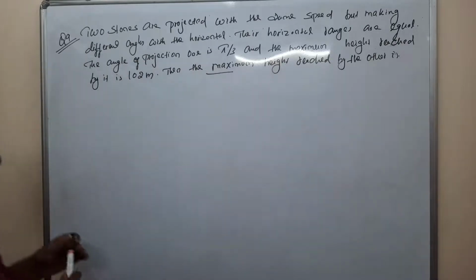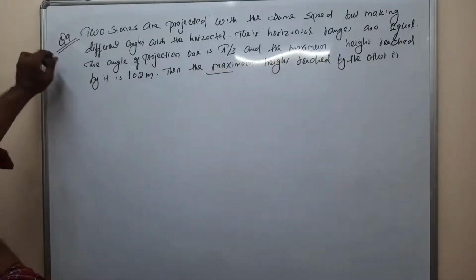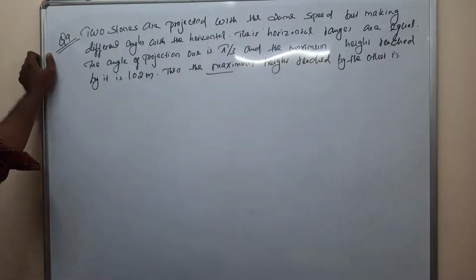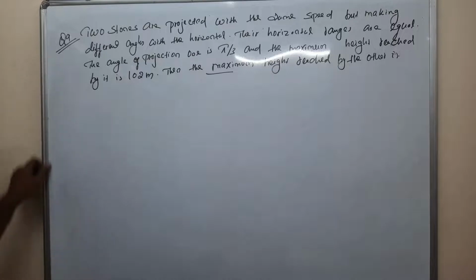Ninth question. Two stones are projected with the same speed but making different angles with the horizontal. Their horizontal ranges are equal. The angle of projection of one is π/3 and the maximum height reached by it is 102 meter. Then the maximum height reached by the other is.